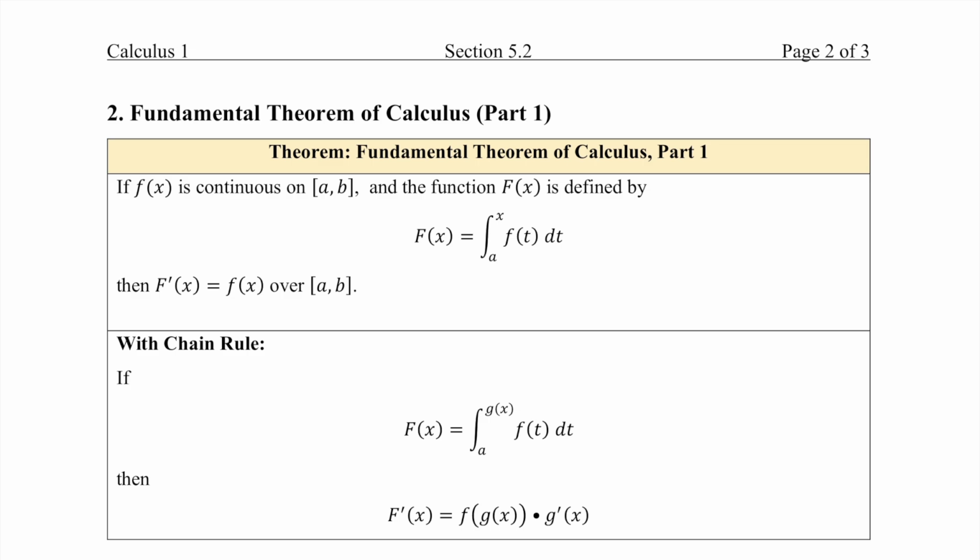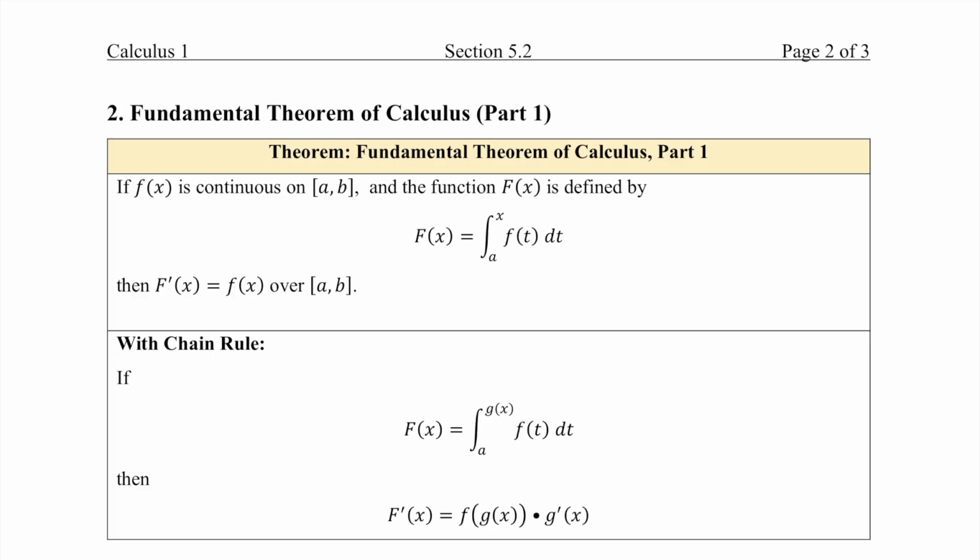Now that we understand average value and how integrals represent accumulation, we are ready for the main idea of this section. This is the Fundamental Theorem of Calculus Part 1. If small f of x is continuous on a closed interval from a to b, and we define a new function like this, big F of x equals the definite integral from a to x of small f of t dt. Then, the derivative of big F of x equals small f of x.